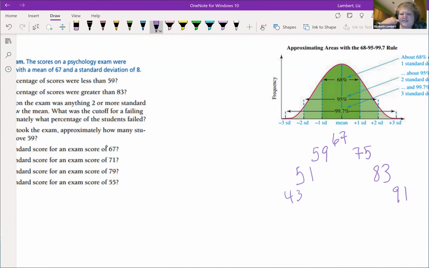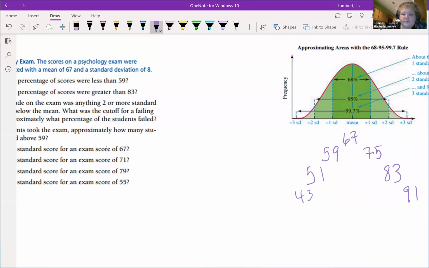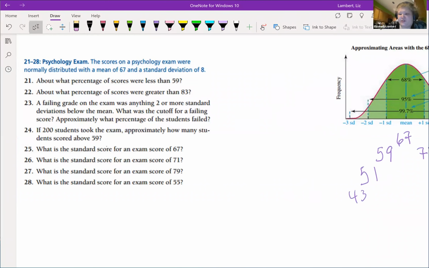So a tiny fraction of a percent will be less than 43 or greater than 91 on this particular psychology exam. To be able to say this for an exam means several hundred people took the exam. Oh my God, giant classrooms, and probably all of the professors' classes put together as one data set. So about what percentage of scores were less than 59?